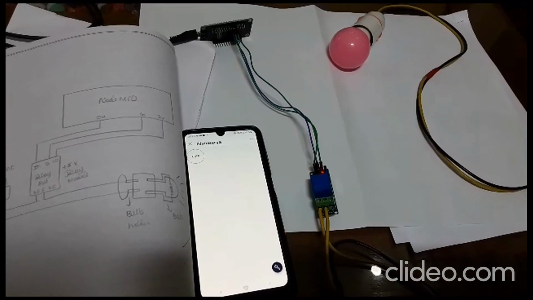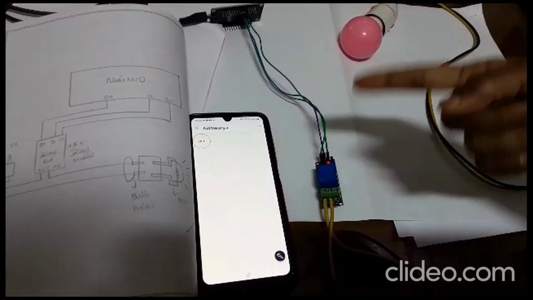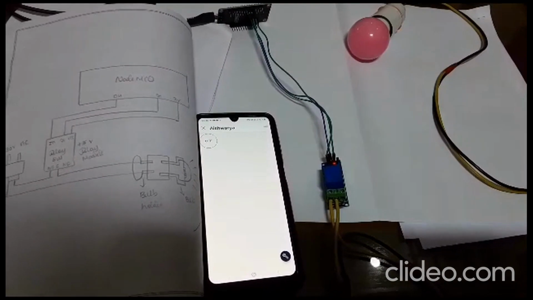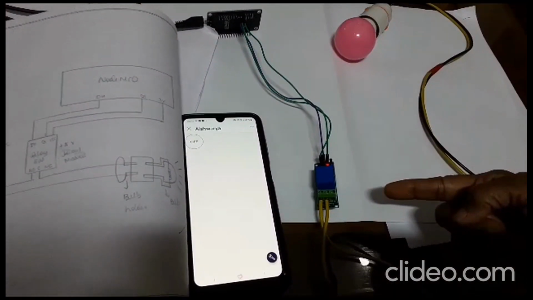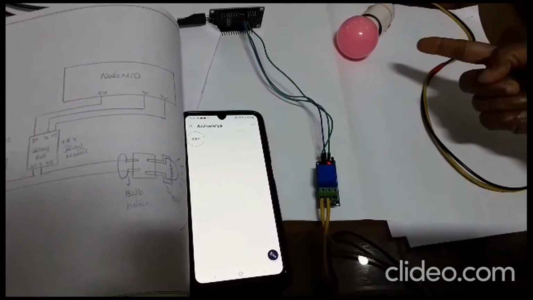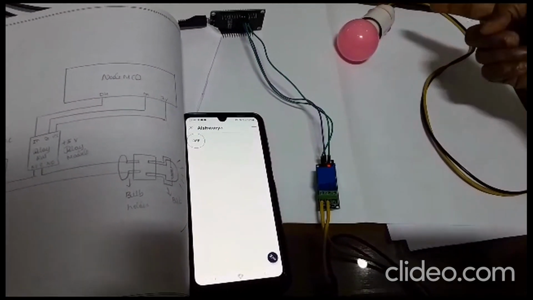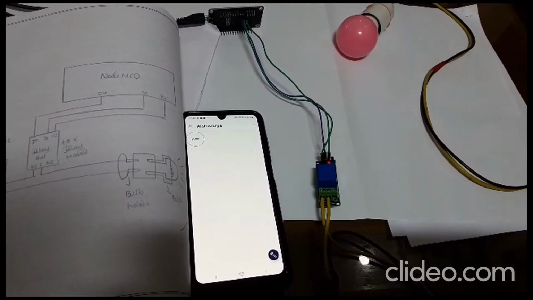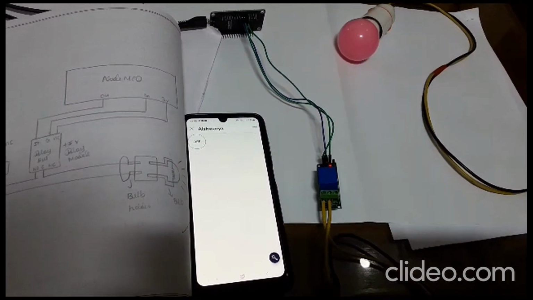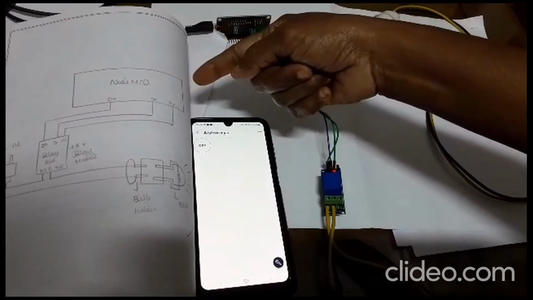To do this experiment, we need a mobile dashboard and a NodeMCU ESP8266 and one single channel 5 volts relay module and one AC bulb which is connected to a bulb holder, and the other end of the wire is connected to a 2-pin plug to the AC voltage source. And look at the circuit diagram.